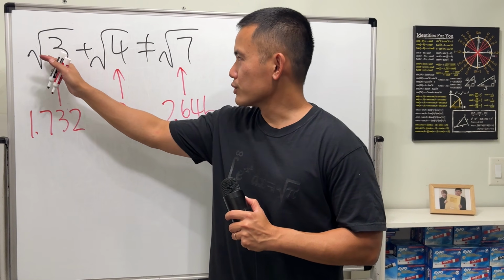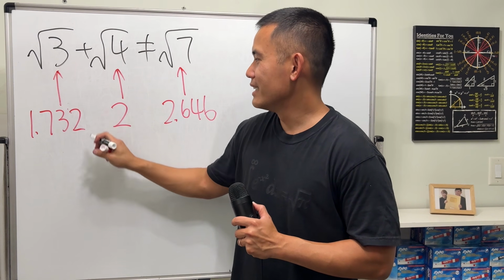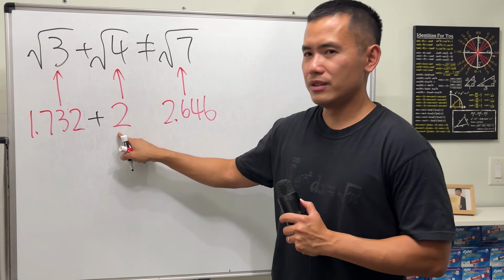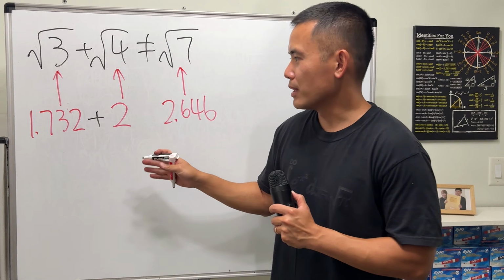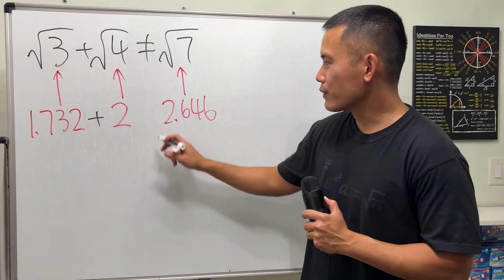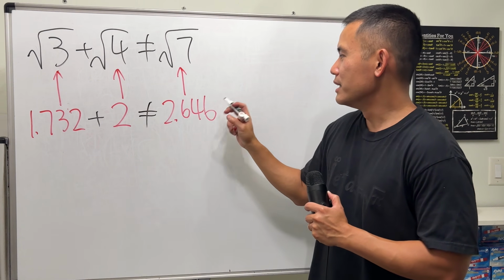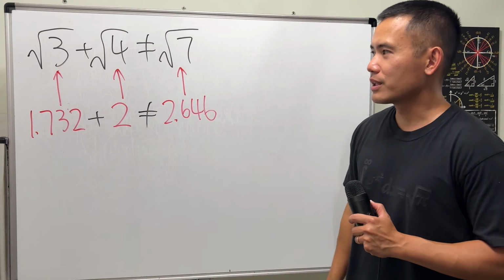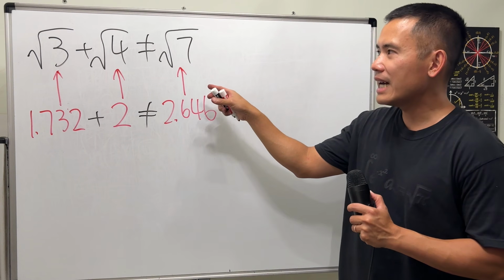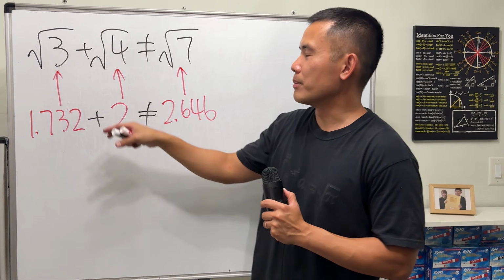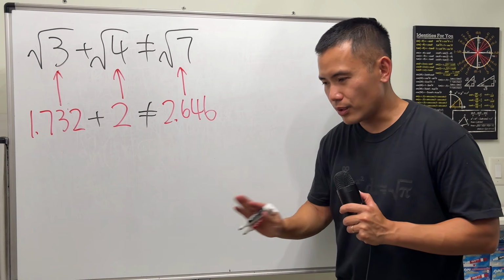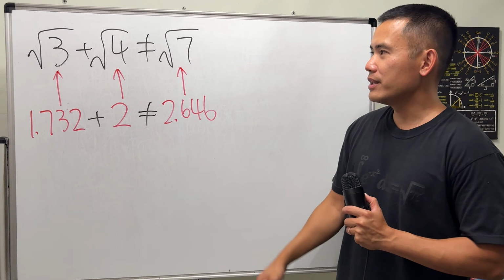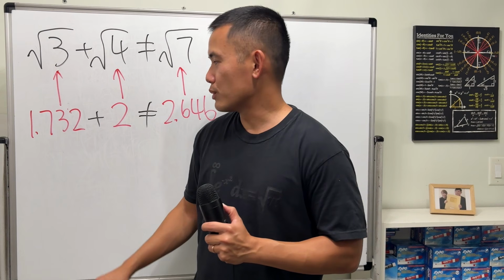if you add square root of 3 plus square root of 4, that means you're adding this and that together. This and that together is about 3.732. Of course, that's not the same as 2.646. So this right here should convince you guys to not just add or subtract square root numbers and the numbers on the inside. Don't do that. You can combine radical numbers if you have the same radical.